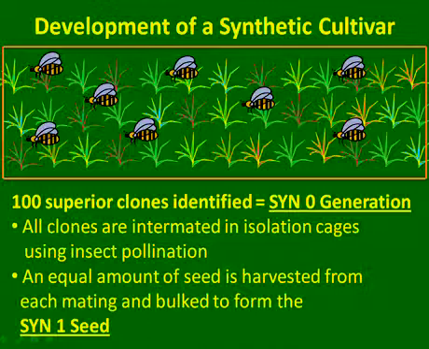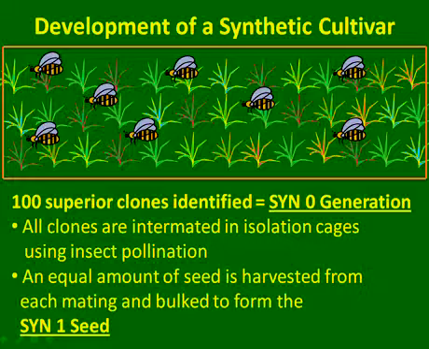So for the development of a synthetic cultivar. So now we're at the point where we've already gone through, we've done our phenotypic selection, we've done our genotypic selection, and we've selected the superior clones based on their progeny performance. So we've identified 100 superior clones, and these are our SYN0 generation. So for a synthetic cultivar, your parent generation is referred to as your SYN0 generation.